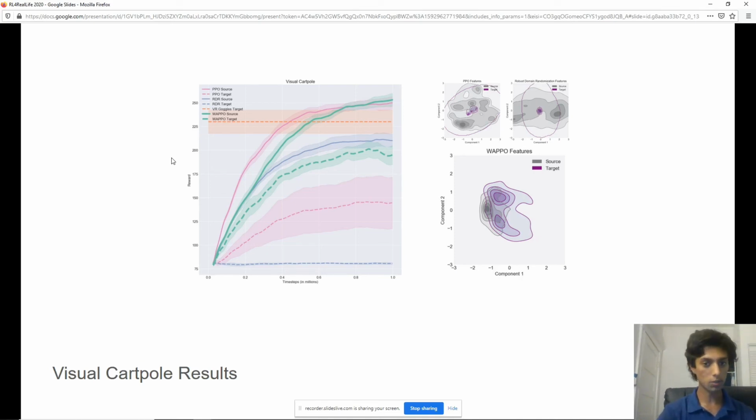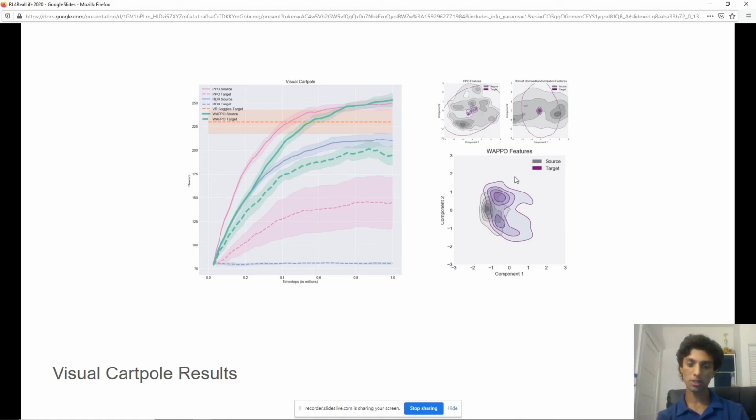Notably, VR goggles does a little bit better, which makes sense. Visual cart pull is not a very visually complex domain, so a style transfer network is able to transfer extremely well. On the right, we can see visualizations of features. So from PPO and robust domain randomization, you can see that the purple features, which are target domain features, really don't align with the gray features, which are source domain features at all. The gray features seem to have a lot of variance, and instead the purple features seem to be more or less one number. So this indicates that there's not really a whole lot of alignment between the distributions.